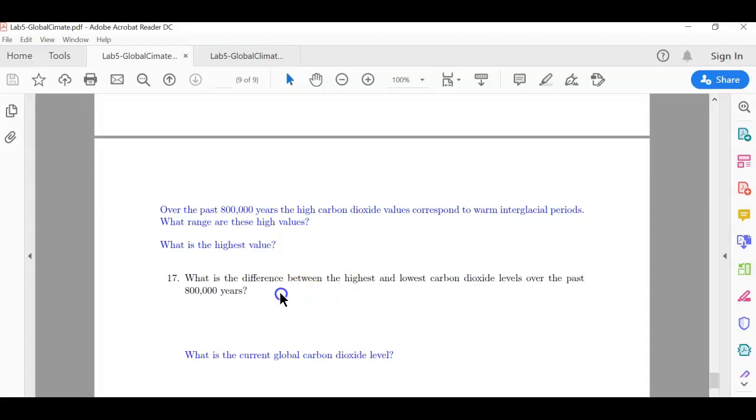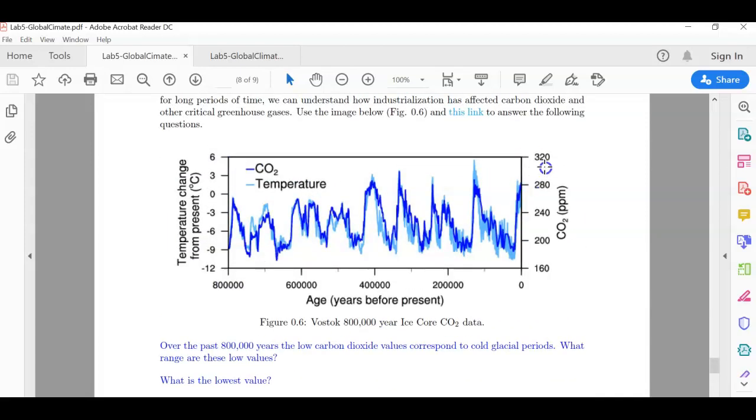Over the past 800,000 years, the high carbon dioxide values correspond to warm interglacial periods. What range are those high values, and what is the highest value? So same thing. Take these values that you have on the right of the y-axis and correlate with the peaks that you have and the possible high values.